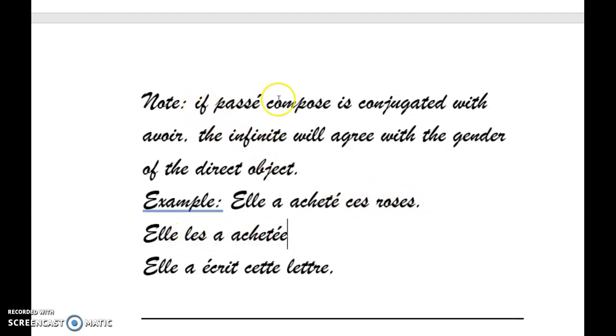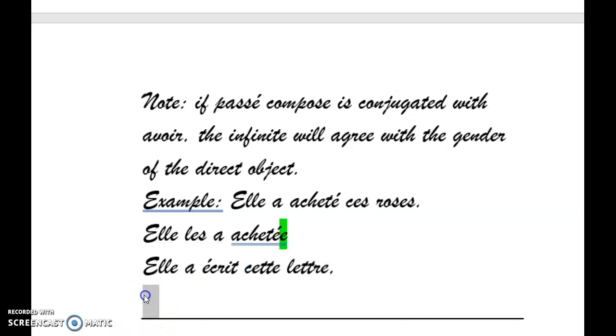So let's reread our sentence to see the exact meaning for you to understand more. Passé composé is conjugated with avoir. Acheter is conjugated with avoir. The participle, which is acheté, will agree with the gender of the direct object. So roses is the direct object and its gender is feminine. So that's why we added an extra e. I will highlight this for you. So try to do the next one.